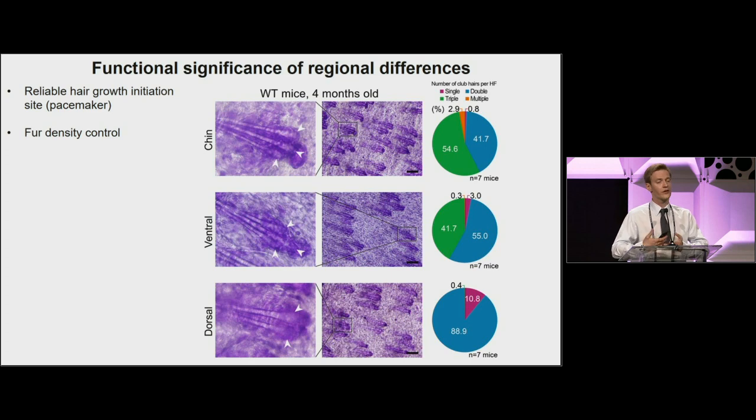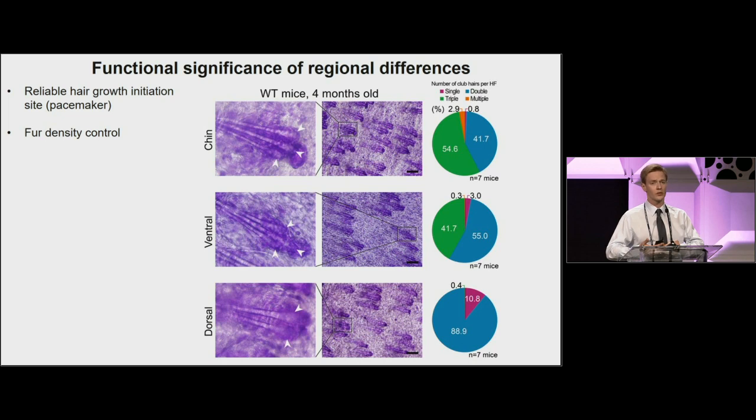So what are the functional implications of this? One implication is that having a more reliable initiation site in the skin could provide a more robust system for skin-wide hair regeneration. So you don't need to rely only on the stochastic spontaneous initiation sites that I presented to you earlier. Another functional implication could be site-specific fur density.